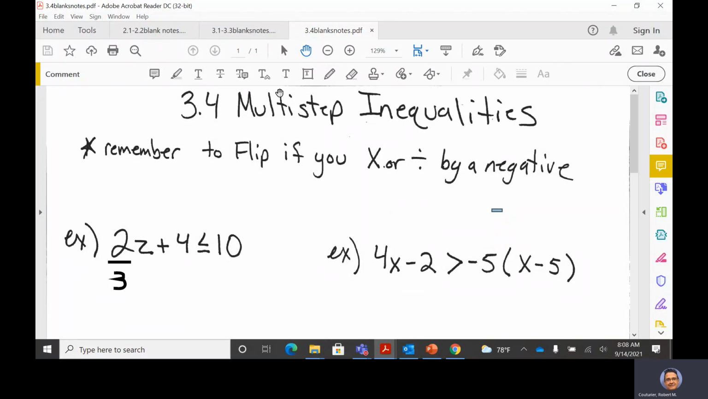Well, hello everybody, here we are again. We are progressing on now. This is our next section in our inequalities section on how to solve these.